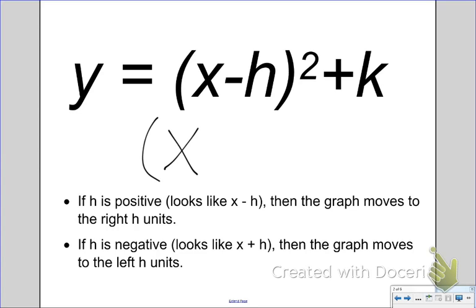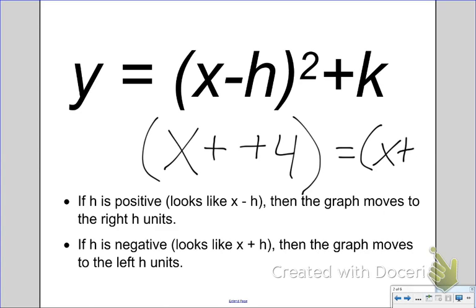So I have x minus, remember that minus is part of the formula, negative 4. So I plug in a negative 4 for the h. What happens to minus a negative? It becomes a positive. So this changes to x plus 4. That's what it means when it says when h is negative, it looks like x plus h. So it looks like x plus 4, but the graph moves to the left.